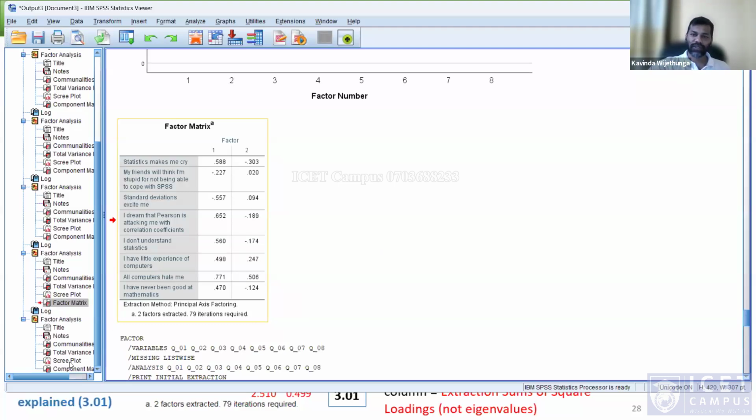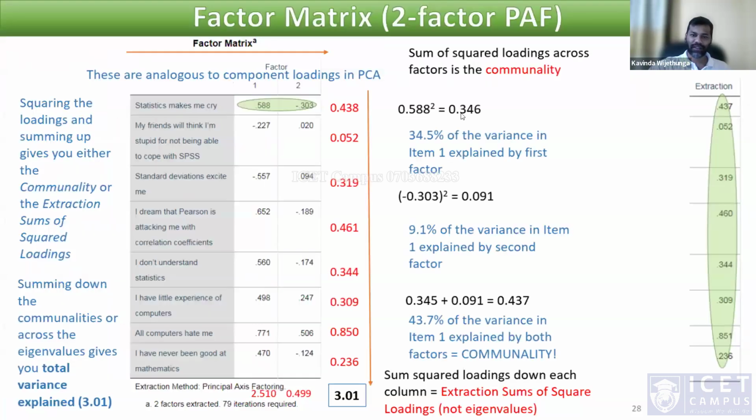Right? So then the sum of the squared loadings across the factors is the communality. So it means the sum of the squared loadings. So you know how we can take this, right? If we take the sum of this, sorry, we can square this one. So then we can take it as 0.346. It means that 34.6% of the variance in the first item is explained by the first factor.